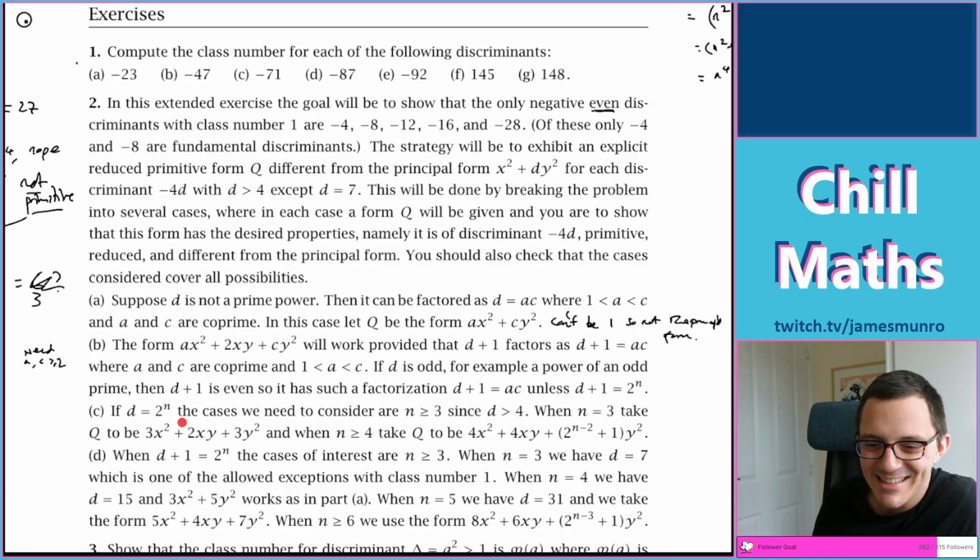If D is 2 to the n, the cases we need to consider are this, since D is greater than 4. We're only talking about these cases. We only need to care about large powers of 2, because these small ones are allowed to have class number 1, right? When n is 3, take this. When n is greater than 4, take q to be that. Oh, yuck, okay.